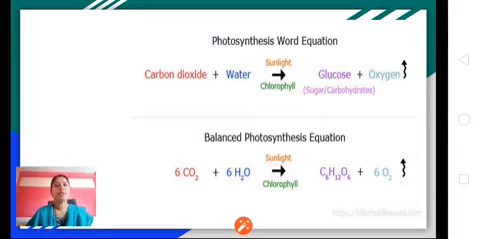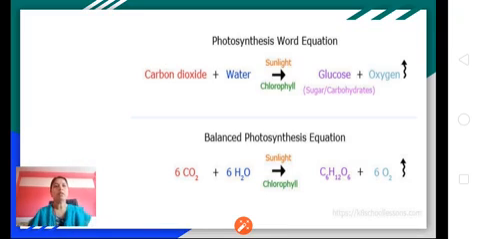So what happens during the process of photosynthesis? You can see here the reactants: carbon dioxide, which is absorbed from the atmosphere through stomata, and water, which is absorbed through roots. In the presence of sunlight and the green pigment chlorophyll, it produces the main product glucose and the byproduct oxygen, and glucose is later stored in the form of starch.